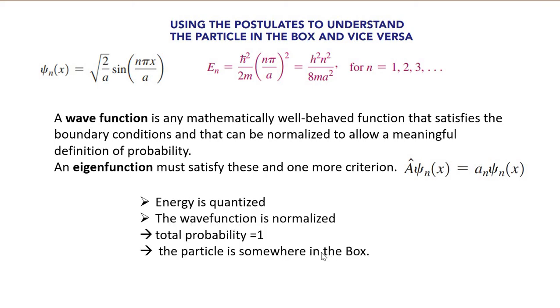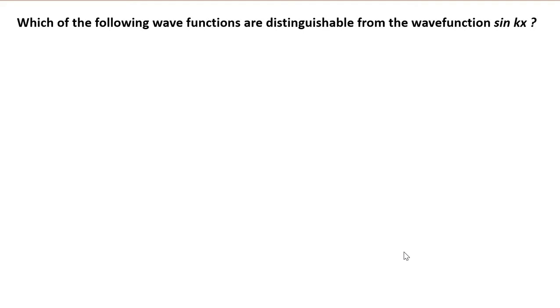So in the one-dimensional particle in a box problem, as we know, energy is quantized, and the given form of wave function is actually normalized, and root over 2 by a is the normalization constant, and the way it is defined, we can easily show the total probability is 1. That means the particle is somewhere in the box. So these are the known concepts we are familiar with. Now we have a problem on postulate 1. So we are trying to relate different postulates with different aspects of the particle in a box problem.